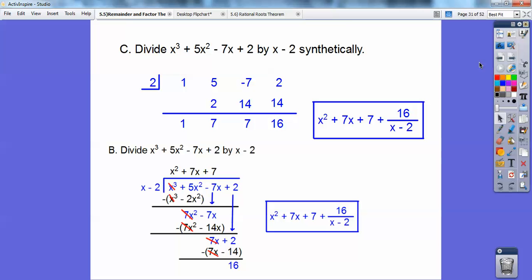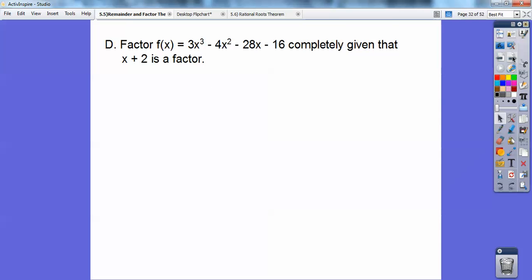Okay, so all right, so let's go ahead and factor this guy. Factor this function 3x cubed minus 4x squared minus 28x minus 16, given that x plus 2 is a factor.